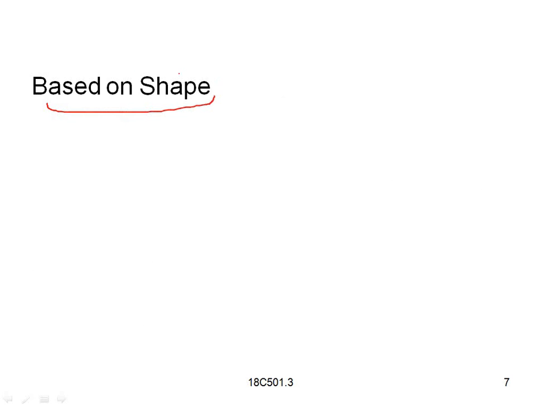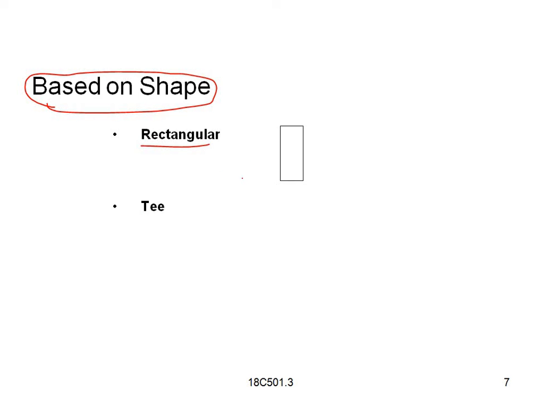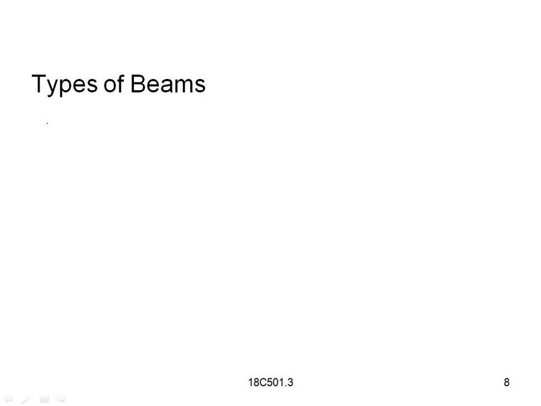Now based on shape, it is in the rectangular. This is a rectangular section, this is a T section. The modular ratio will be applied, and another one is L section.